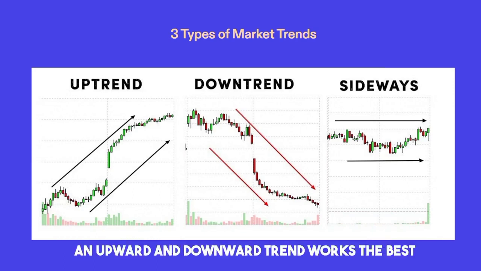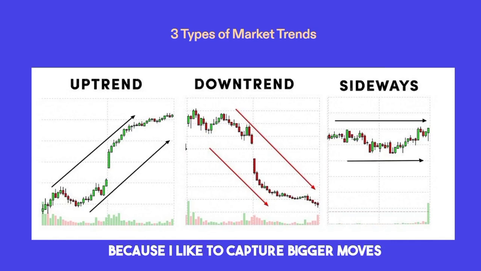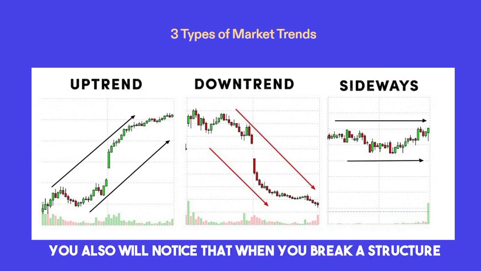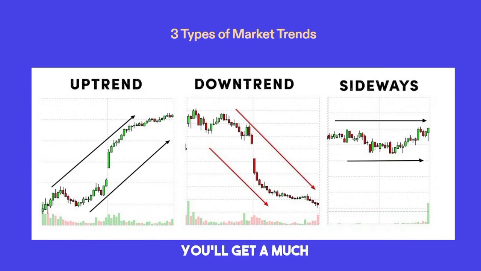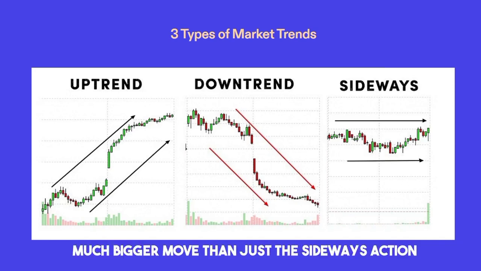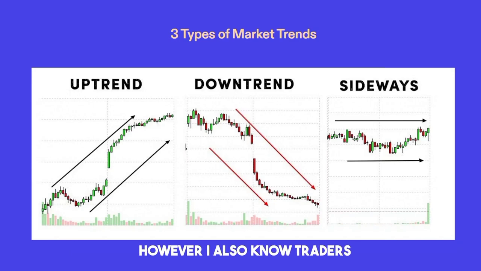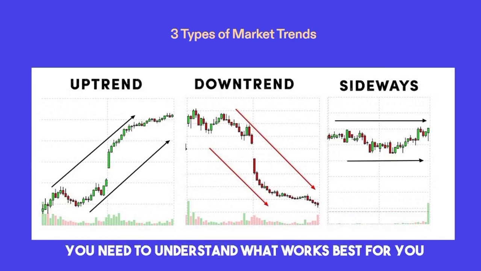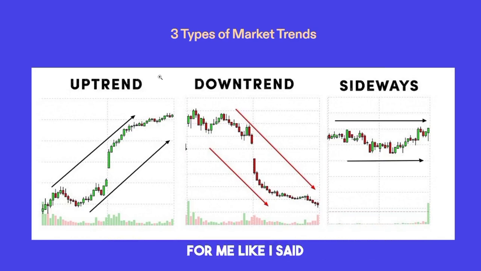For me personally, an upward and downward trend works the best because I like to capture bigger moves while trading with higher risk to reward trades. With an upward and downward trend, you'll also notice that when you break a structure or a pattern, you get a much bigger move than in sideways action. However, I also know traders, some of my close friends and students, who just trade sideways action and they're profitable because they capture those little moves with bigger size. So when we understand these three market trends, you need to understand what works best for you and trade that. For me, like I said, it's upward and downwards, but I prefer an uptrend if I can get one.